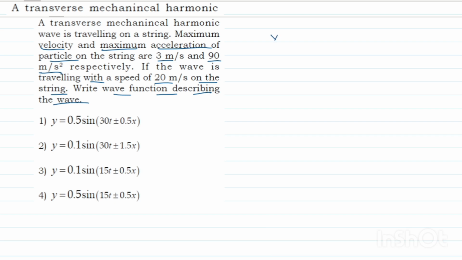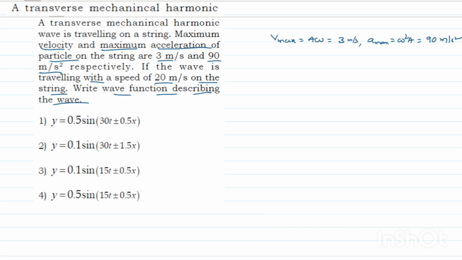Look at this, students. The V maximum formula is A omega, which is given as 3 meter per second. Also, A maximum is given, and the A maximum formula is omega square A. That value is given as 90 meter per second square.